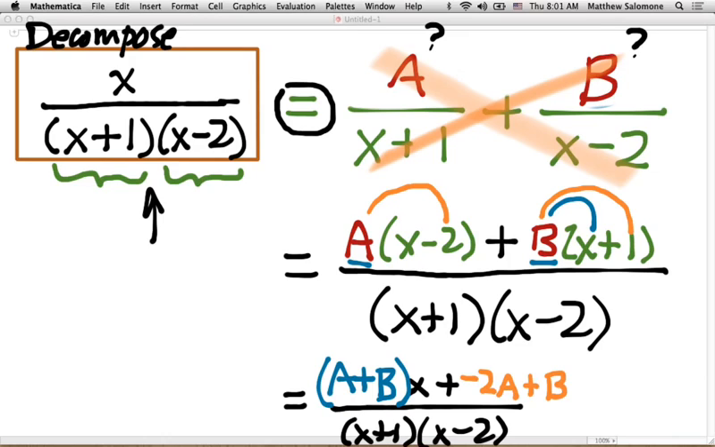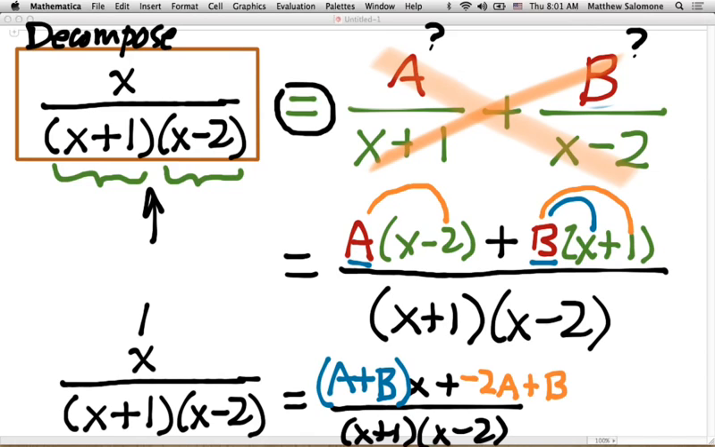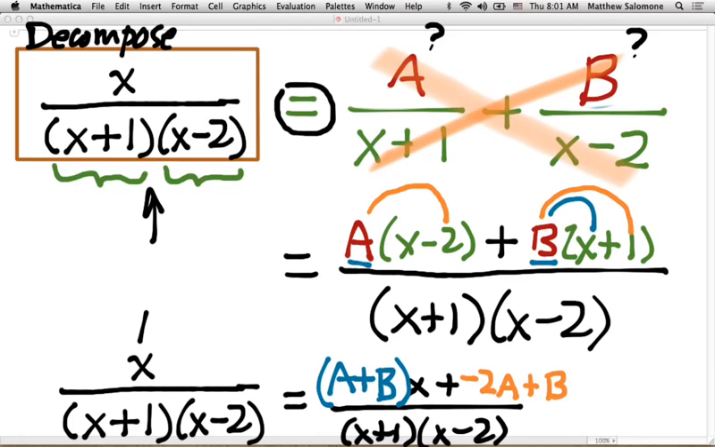So now that we have this numerator simplified, now what do you want to do with it? Well, what is this whole thing supposed to have been equal to? Yeah, the whole thing is supposed to have been equal to our original fraction, and since the denominators are the same, that means that the numerators must be the same. And so we just have to require that a plus b, the quantity times x, plus negative 2a plus b, is equal for all values of x to the expression x.